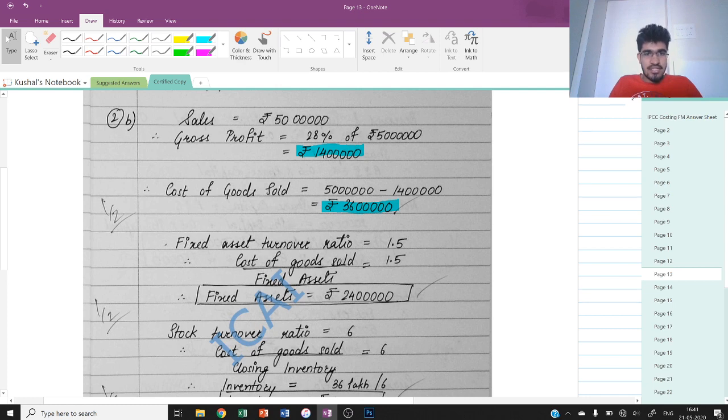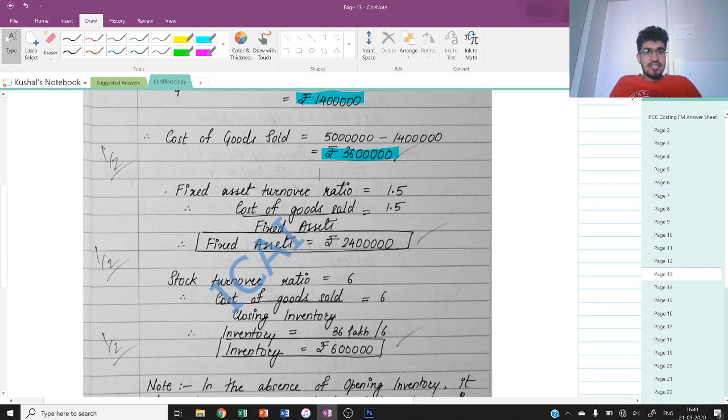Fixed asset turnover ratio is given as 1.5. Fixed asset turnover ratio is 1.5 and therefore cost of goods sold upon fixed assets is equal to 1.5. Therefore the fixed assets can now be computed because we have the cost of goods sold, and dividing it by 1.5 would fetch us the fixed assets, which is rupees 24 lakhs. The formula of fixed asset turnover ratio, if I remember, was sales upon fixed assets, but an alternative formula has been used in the practice manual. If you see, cost of goods sold upon fixed assets is also an alternative formula of fixed asset turnover ratio, because of which you can compute fixed assets.